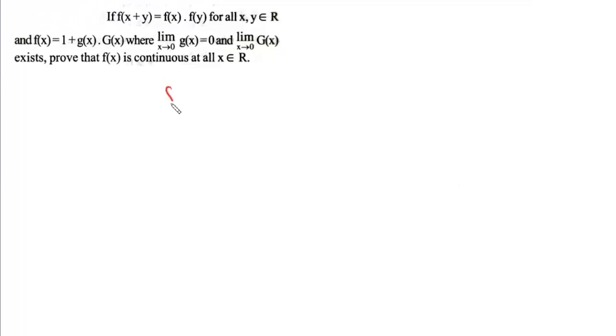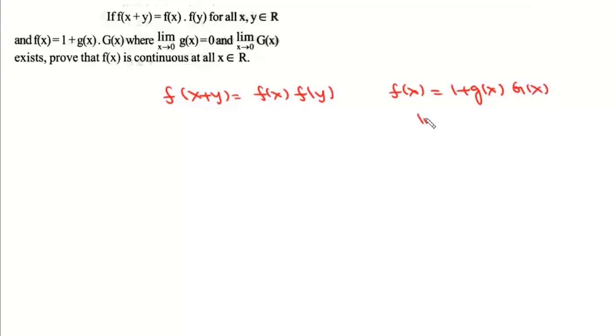Now the question is, if f(x+y) is equal to f(x) into f(y) for all x, and f(x) is 1 plus g(x) into capital G(x), where this limit x tends to 0, g(x) is equal to 0 and this limit x tends to 0, G(x) exists, then prove that f is continuous at all x belongs to R.